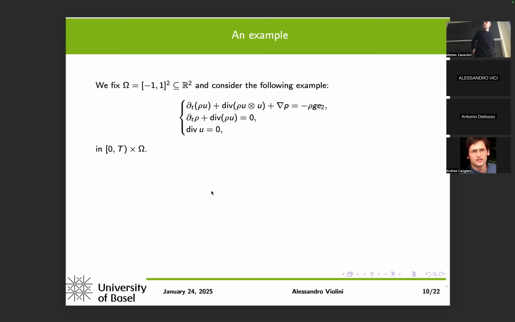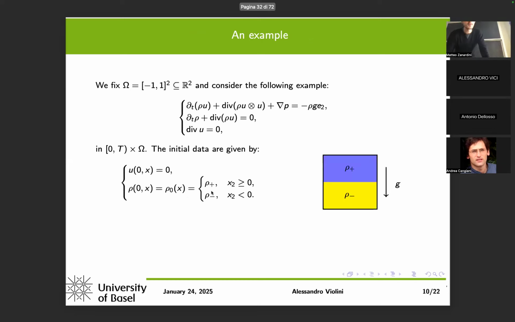So fix a square in R2, and I consider the inhomogeneous incompressible Euler with a force, which is the gravity force, acting on the second component. And I'm using as initial data the following. The initial velocity is 0, and the initial density takes two constant values, positive and fixed: rho plus on the top and rho minus on the bottom. And as you can imagine, this solution is stationary. So you can show that it will remain like this as time runs.